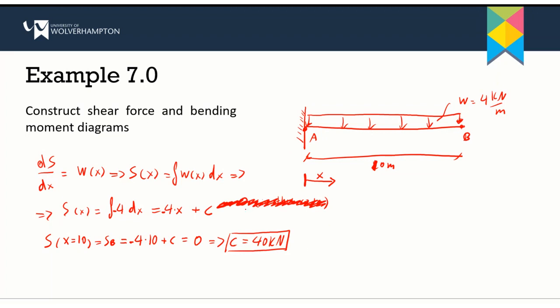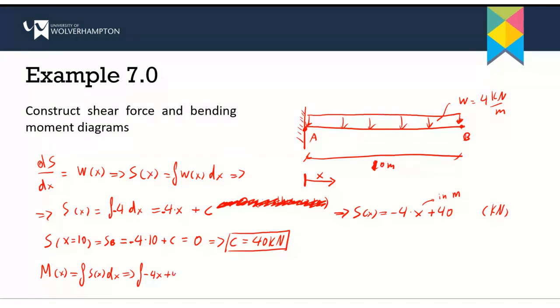So this equation will be S of X equals minus 4 times X plus 40. And the result will be in kilonewtons, provided that X is in meters. Now, if we go to the bending moments, the bending moments are the integral of the shear forces. So this is the integral of minus 4x plus 40, and all of that dx.